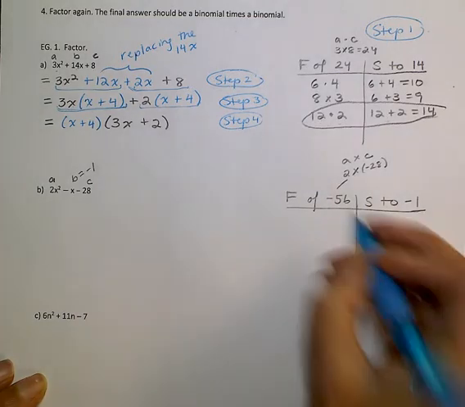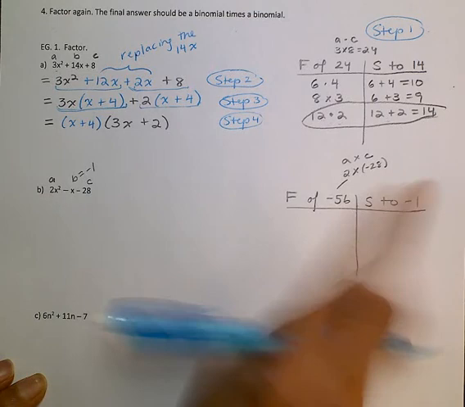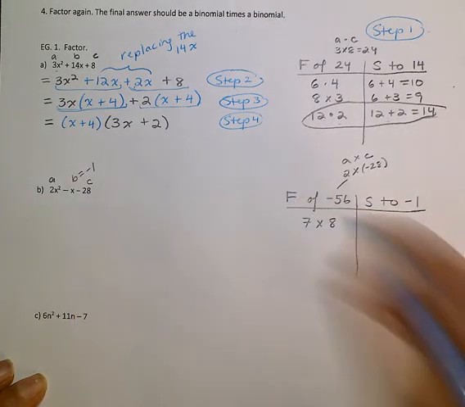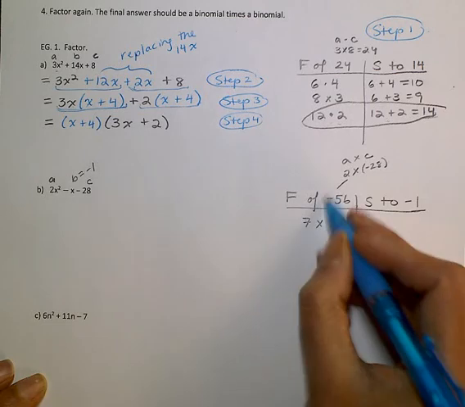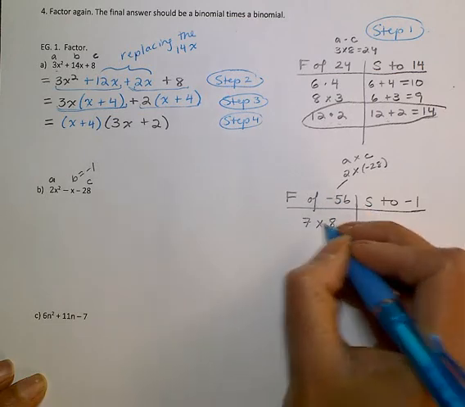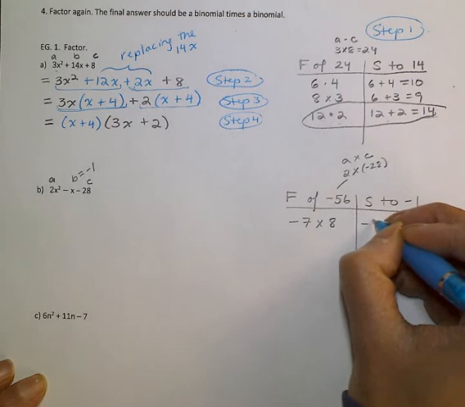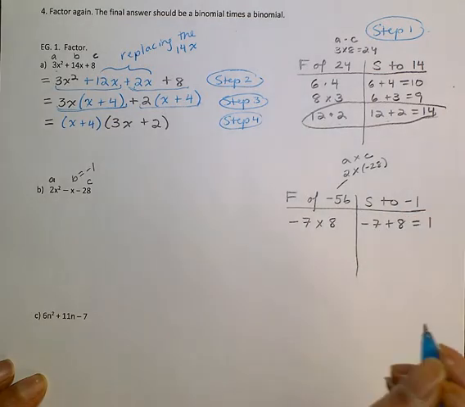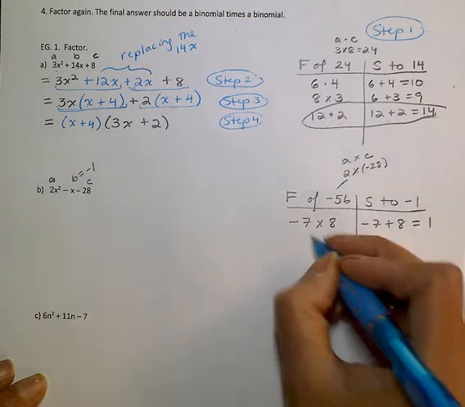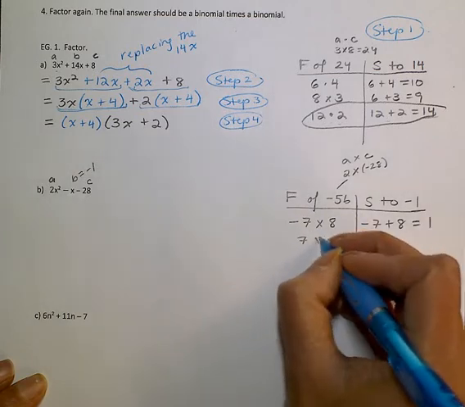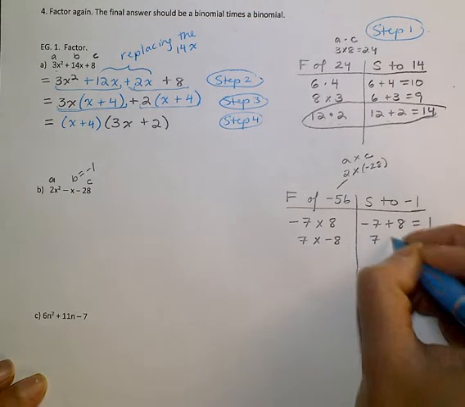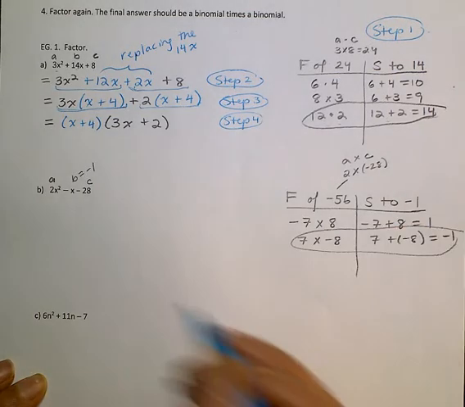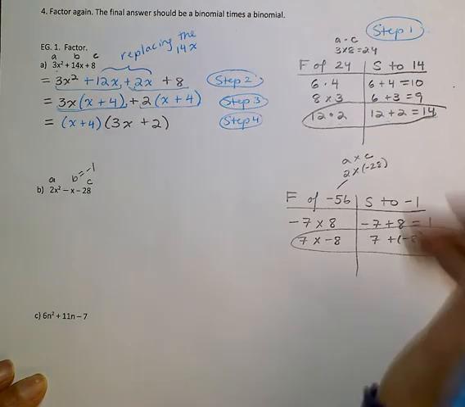So what multiplies to, let's work with positive 56. Well, 7 times 8 is positive 56. However, I want it to equal negative 56, so I need to put a negative somewhere. So let's see if we've done that right. Negative 7 plus 8 is positive 1. So I got to change something. It needs to be negative 1. I can change the sign. So 7 plus negative 8 is equal to negative 1. That's what we want. So again, that was step 1.